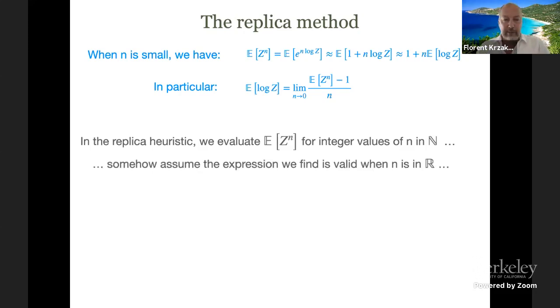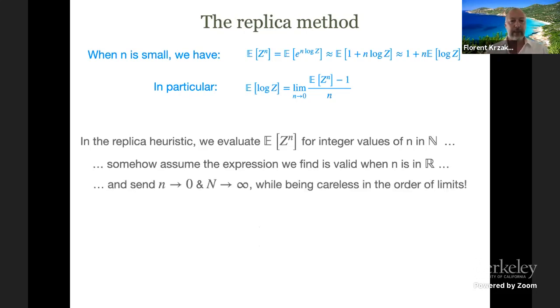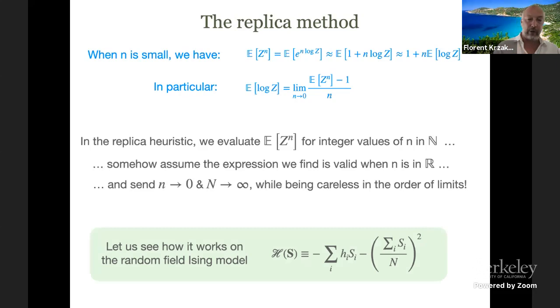And then this is when the craziness begins. Once we have the expression for any integer value of n, we somehow assume the expression can be analytically continued when n is in R, which actually is a very dangerous mathematical thing to do, and it's not well defined. Finally, once we have done this, we send n to 0, the small one, then N to infinity, large dimension, and we are also being very careless in the order of limits. And magically, we hope that this works.